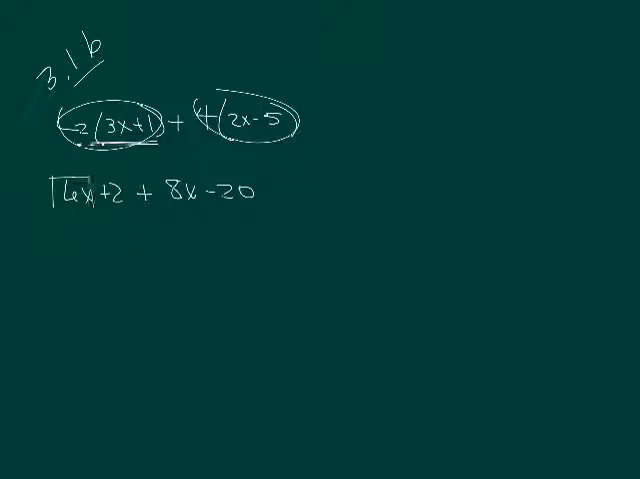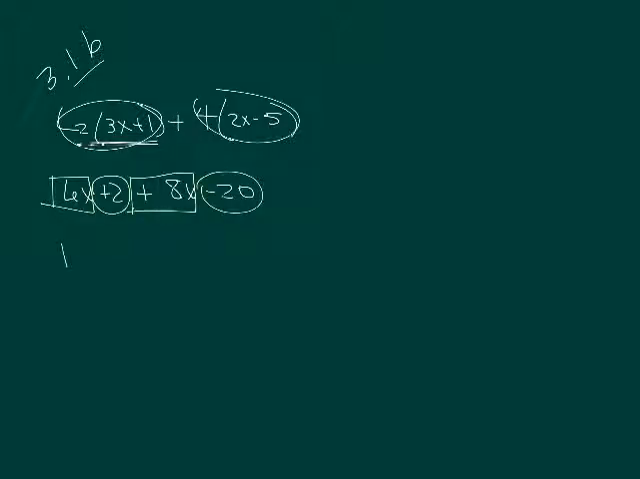Well, I have a 6x here, and I have an 8x here. Let me remember to grab my sign with me. I have a plus 2 and a negative 20. So those are like terms. So I'm going to combine the ones in the box.